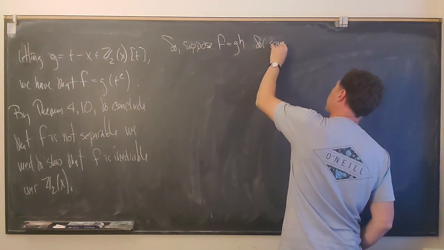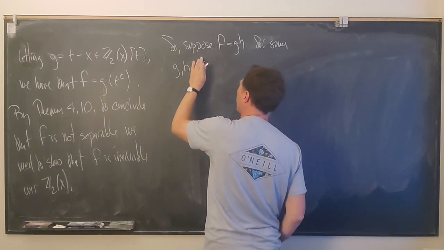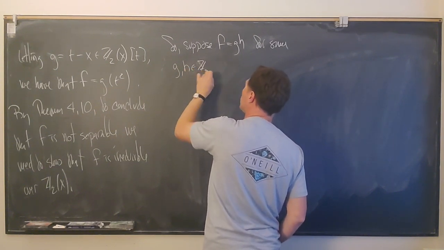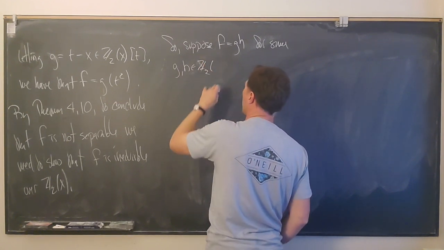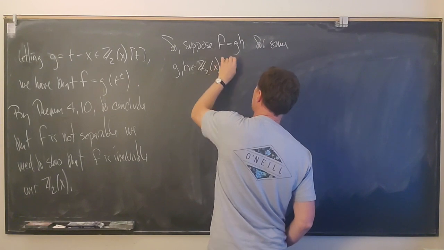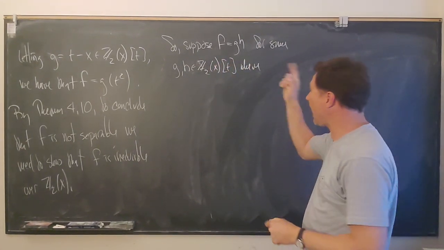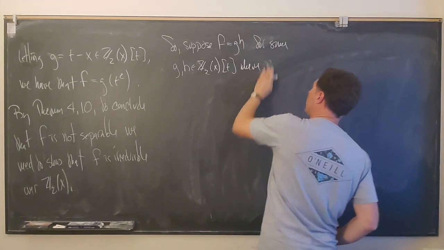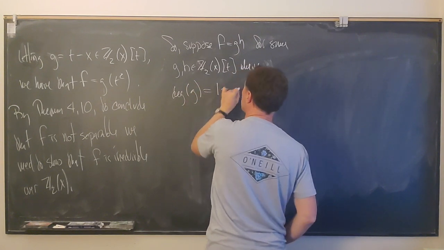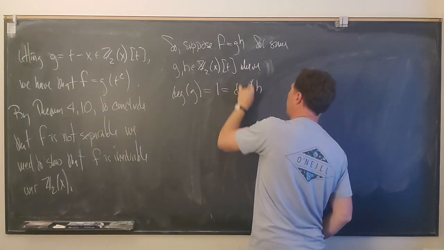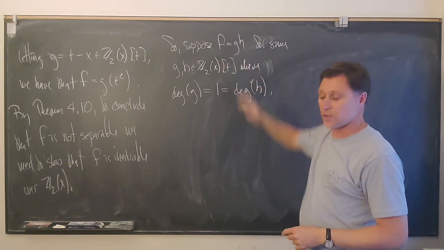For some G and H in Z2(X)[T], where the degrees of both G and H are strictly less than the degree of F. So that would be where the degree of G equals 1, which equals the degree of H. Right, so suppose that we have an honest factorization of F into smaller polynomials.